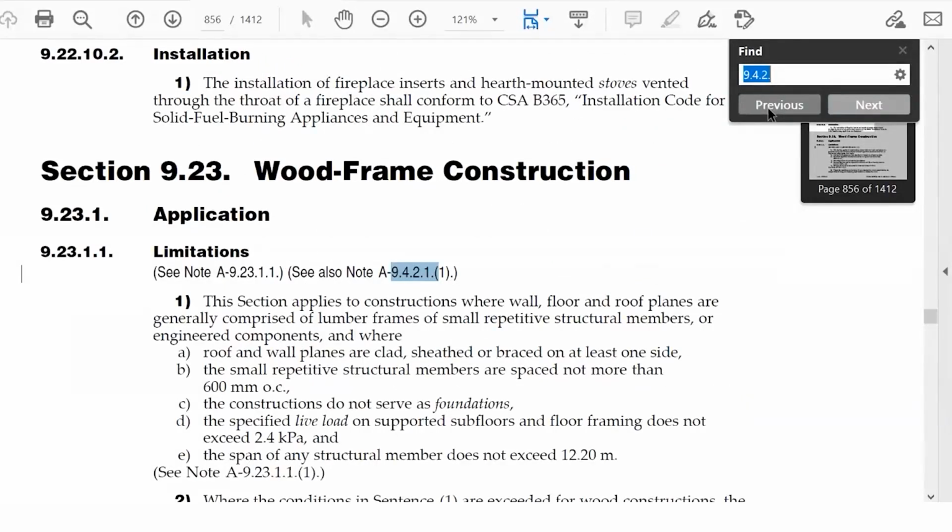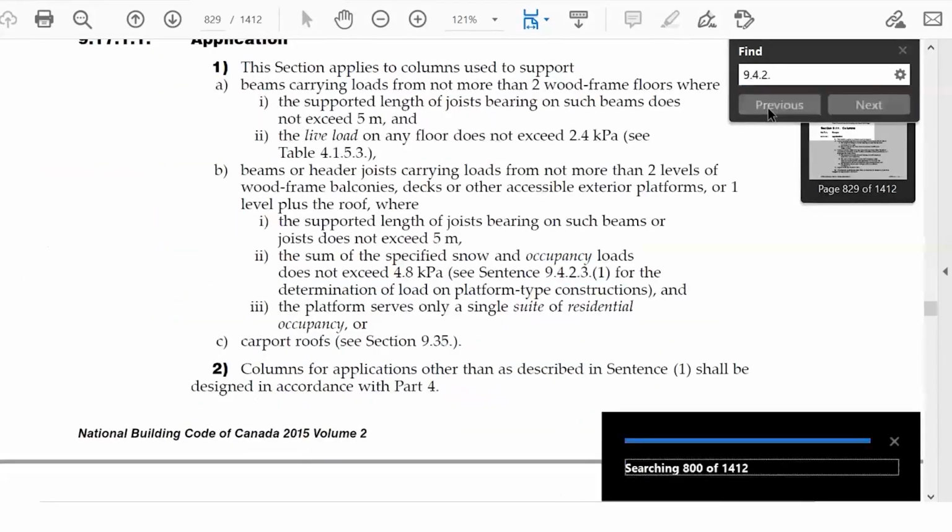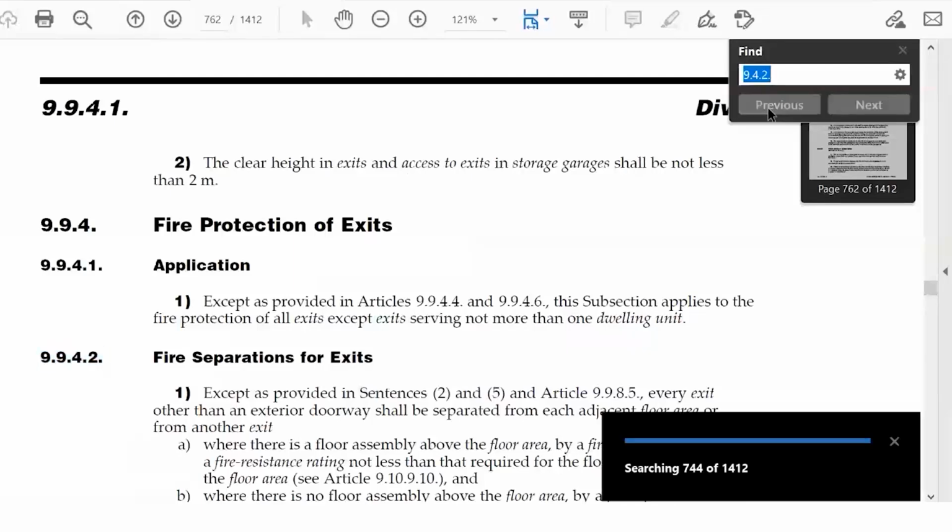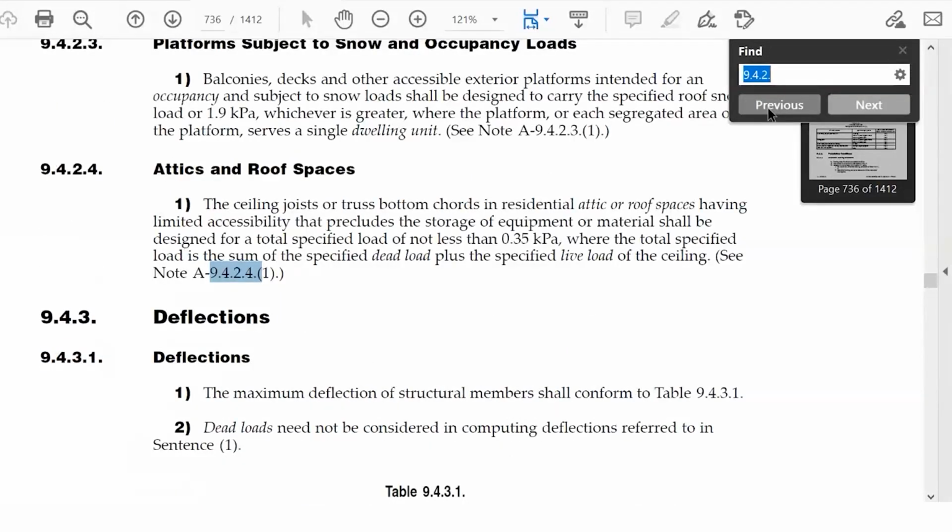You'll see that for each type of construction, whether we are in wood frame construction, we need to see 9.4.2 for specifications for types of construction, structural design of typical construction. This is attics and roof spaces. You'll see that the ceiling joists in residential attic and roof spaces having limited accessibility that precludes the storage of equipment or material shall be designed to a total specified load of not less than 0.35 kPa, where the total specified load is the sum of specified dead load plus the specified live load of the ceiling.